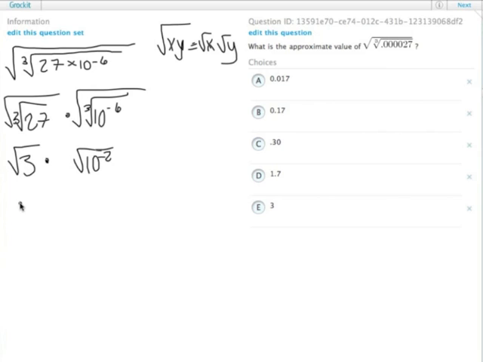The square root of 3 we're not going to be able to do anything with, but that's okay. Not yet anyway. And then the square root of 10 to the negative 2, that's 1 over 100. The square root of 1 over 100 is the same thing as 1/10, or 10 to the negative 1. And so we have to approximate our square root of 3. It's approximately 1.7. 10 to the negative 1 means moving the decimal point over 1 to the left, so it equals 0.17. Answer choice B.